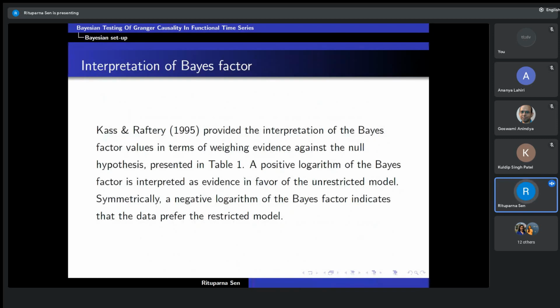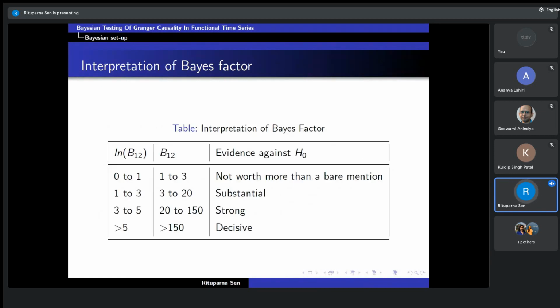So, interpretation of the Bayes factor. Of course, when you go Bayesian, you don't really have a rule that the Bayes factor should be large or small, and how large. There are no standard distributions or cutoff values because we're looking at the parameters now. So Kass and Raftery provided an interpretation of the Bayes factor in terms of evidence against the null hypothesis, and these are presented in table 1. If the Bayes factor is between 1 and 3, then there is not much of an effect. If it is between 3 and 20, then there is substantial effect. 20 to 150, it is strong, and greater than 150, it is decisive evidence.